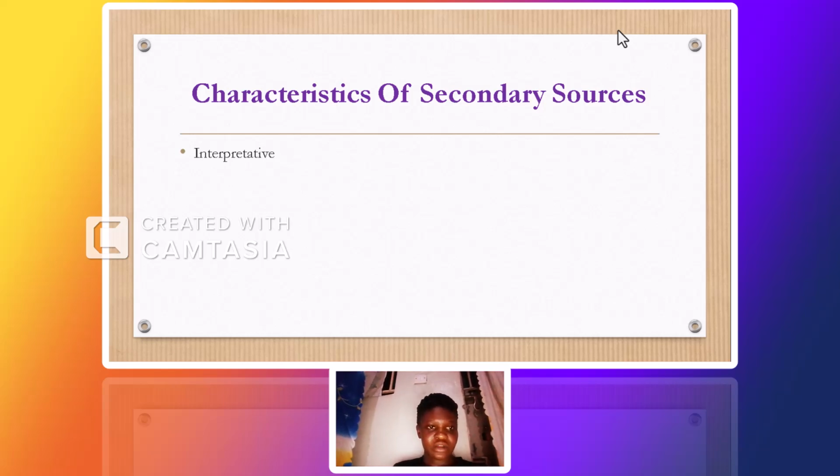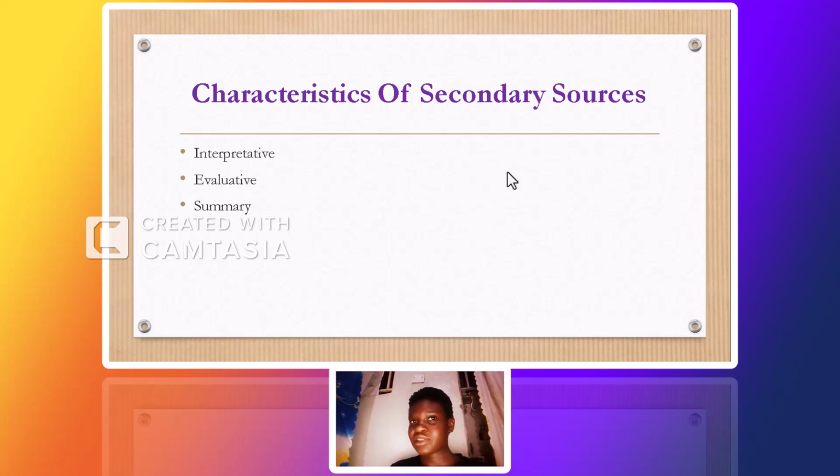Next, we are going to look at evaluative. They offer opinions and assessments based on evidence that may be drawn from the primary sources. Next, let's look at summary.